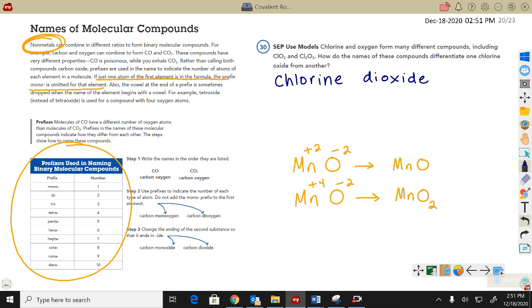Now the other one, Cl2O3, I would put dichlorine on the first element. As long as there's not 1, then you will see a prefix on the first element. And then 3 oxygen would turn into trioxide. And so the first element will also have its normal name written out. We just add a prefix. And the second element will end in IDE. So I guess that's somewhat similar to the ionics. But the big difference is no charges. We use these prefixes. So much easier, right?